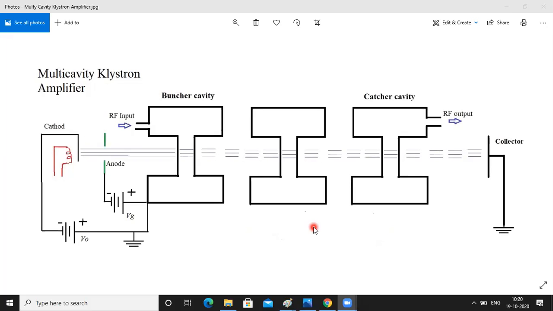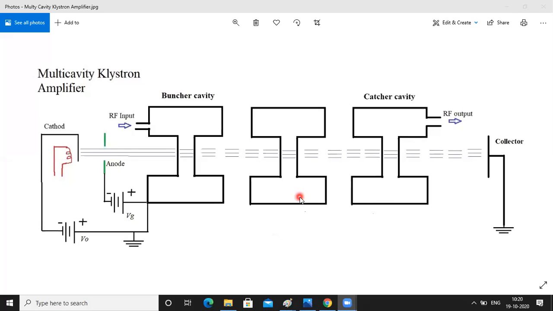You will get narrow bandwidth on the condition that all the cavities are tuned to the same frequency. Whatever the number of cavities, if all these cavities are tuned to the same frequency, then obviously the bandwidth will be narrow. This is called synchronous tuning. And in synchronous tuning, what is the advantage? Obviously you will have high gain, but the bandwidth will be narrow.